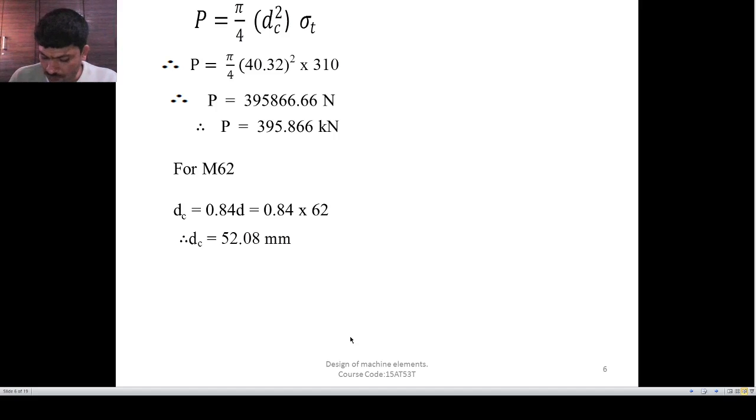So for the M62, there is no M62 directly. For the root or core diameter, almost they are the same value we are getting. We have to use this.